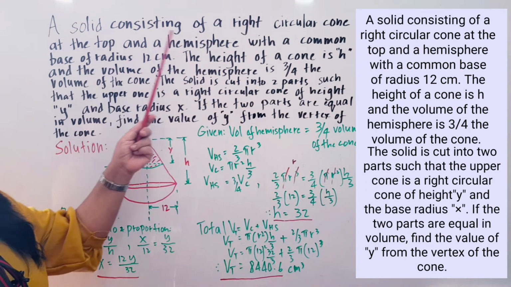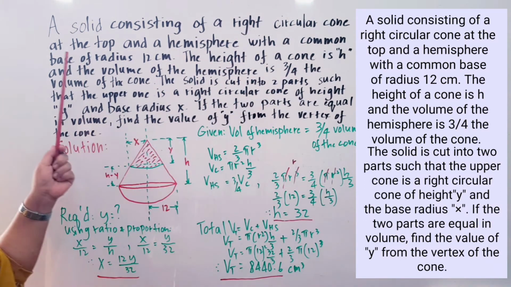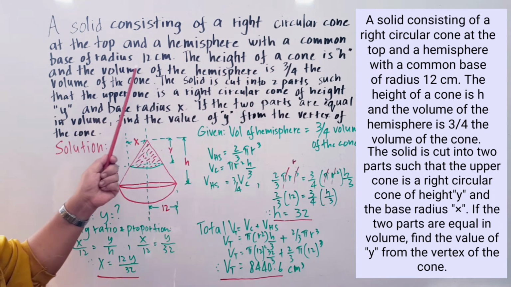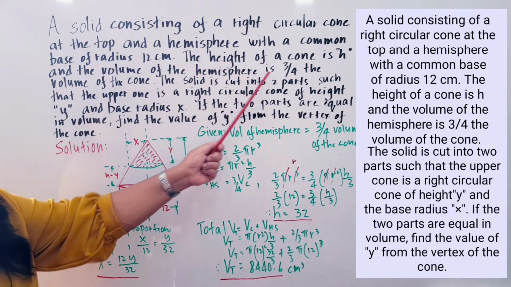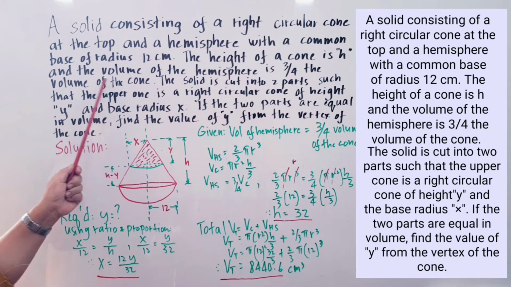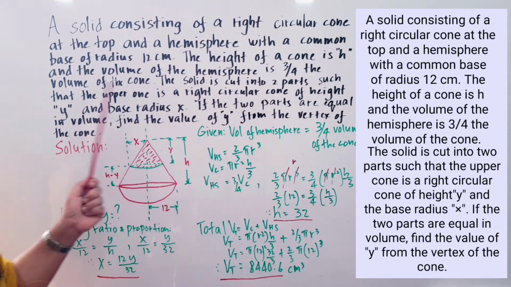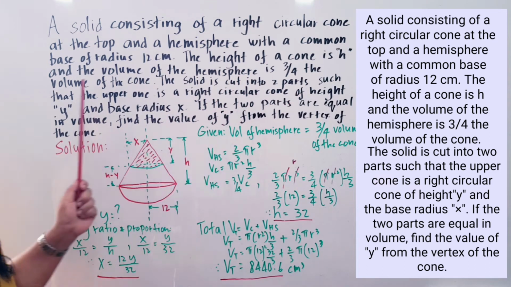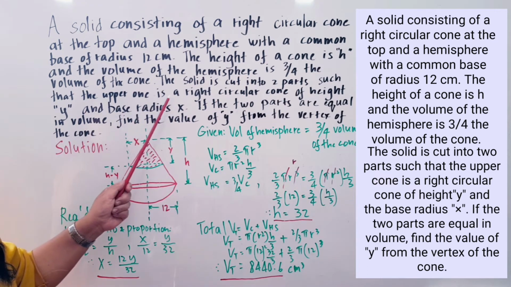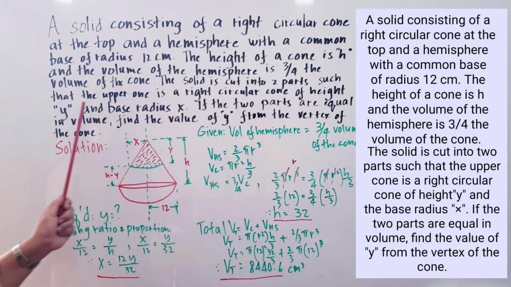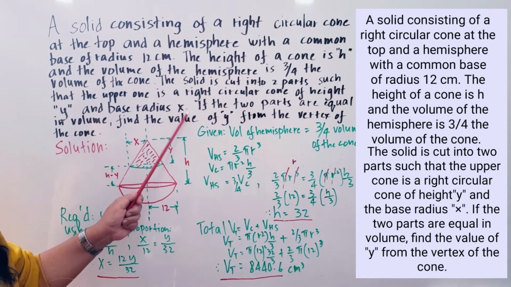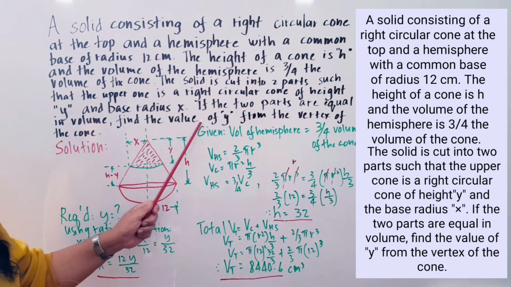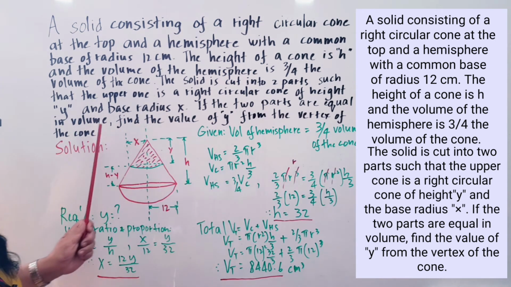A solid consisting of a right circular cone at the top and a hemisphere with a common base of radius 12 cm. The height of the cone is h and the volume of the hemisphere is 3/4 of the volume of the cone. The solid is cut into two parts such that the upper one is a right circular cone of height y and base radius x. If the two parts are equal in volume, find the value of y from the vertex of the cone.